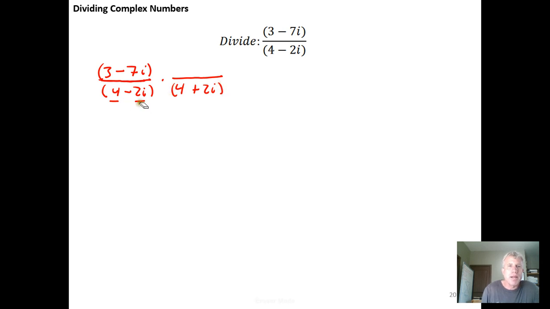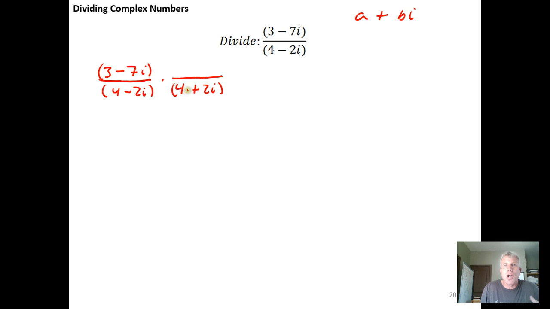So we're going to multiply the denominator by its conjugate so that we have a denominator that doesn't have a complex number in it. The idea is we're trying to get a number that's in standard form, a plus bi, and the i part should be in the numerator position.